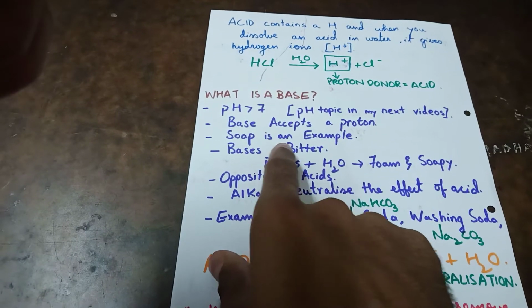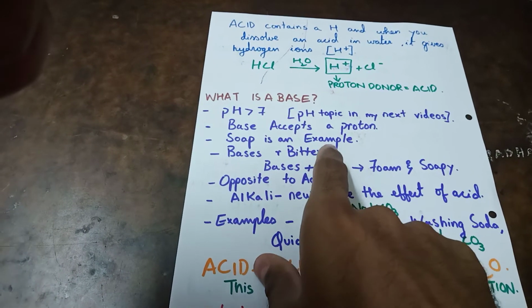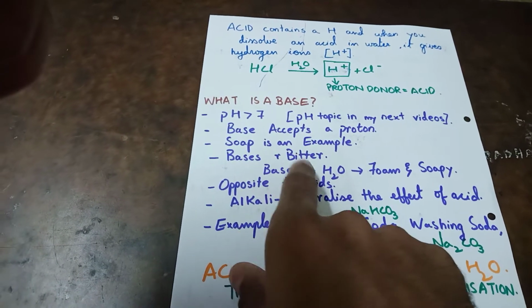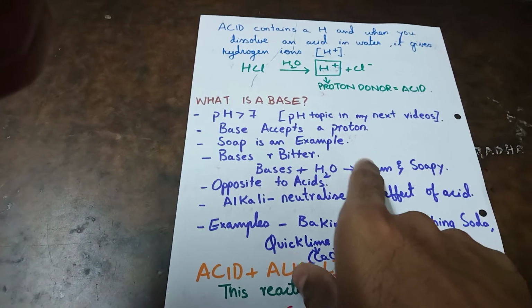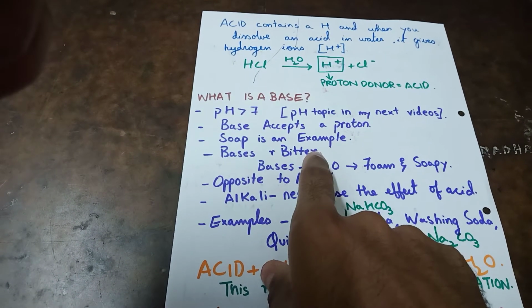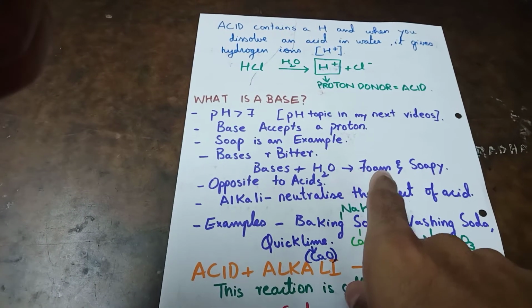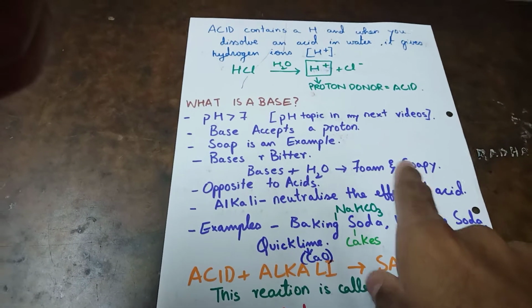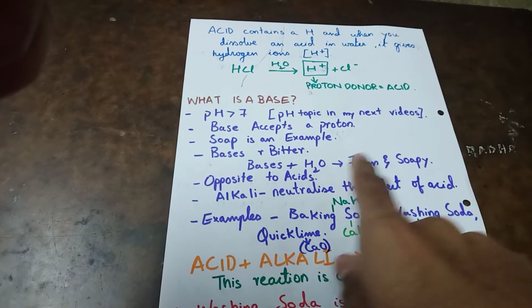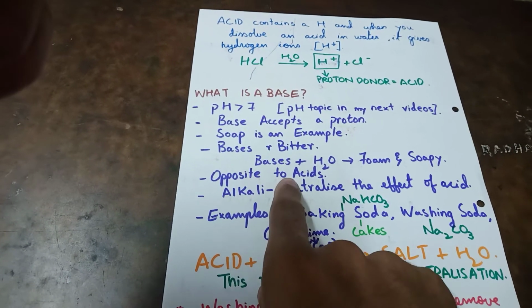Soap is an example of a base. And you also know that bases are bitter, acids are sour. Soap water is also bitter. And bases, when they react with water, become foamy and soapy, which is exactly opposite to acids.